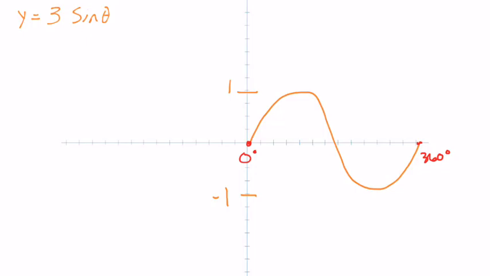Because if you plugged into the calculator or did your special right triangles, you know that all those special angles like 90, 180, 270, it's all going to be 0 or 1 or -1. But if I multiply it with 3, then obviously 3 times 1 is 3, 3 times -1 is -3, but 3 times 0 is still 0. So here's what's important to know. This is at 90 degrees right here. At 90 degrees, it's at 1. At 180, it's at 0. At 270, it's at -1, or as close as I can get there.